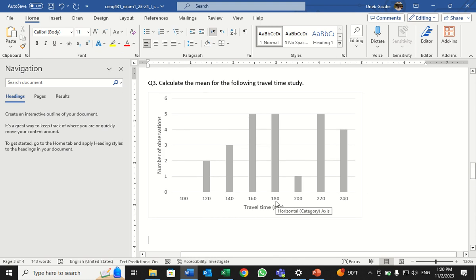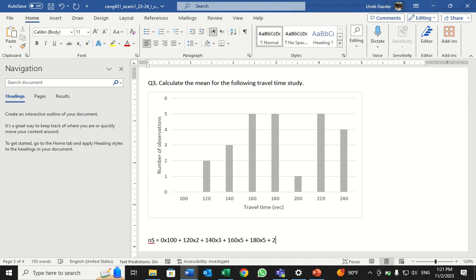Again, you have to calculate the mean. Mean is again n into the observed values multiplied by the values. So here the values are for the travel time. If you want n into s, it will be 0 into 100 plus 120 into 2 plus 140 into 3 plus 160 into 5 plus 180 into 5 plus 200 into 1, which means 200, then 220 into 5 plus 240 into 4.